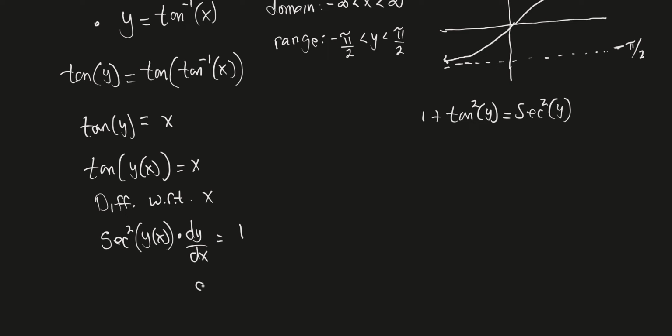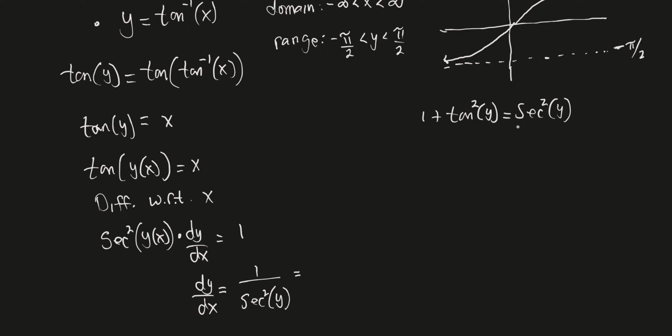So let's divide both sides by secant squared, right? And then I'll switch back to the y equation form. So secant squared of y. But if we look at this, we don't even need a square root now, right?